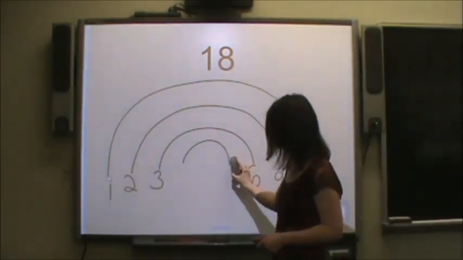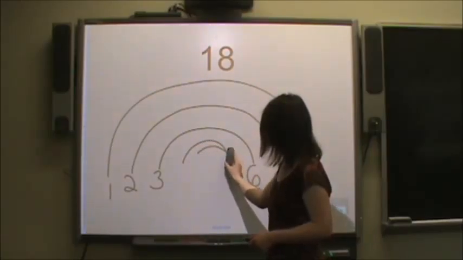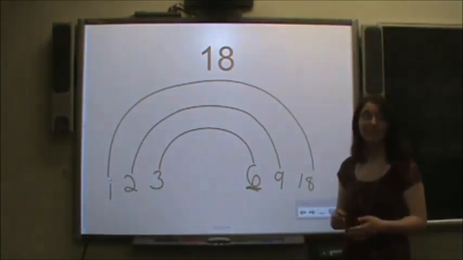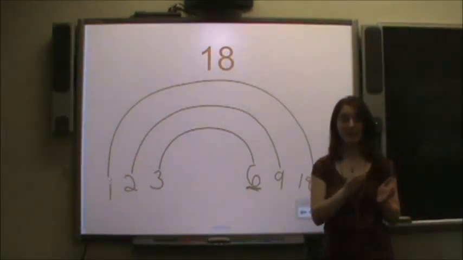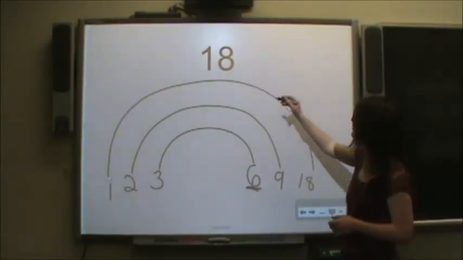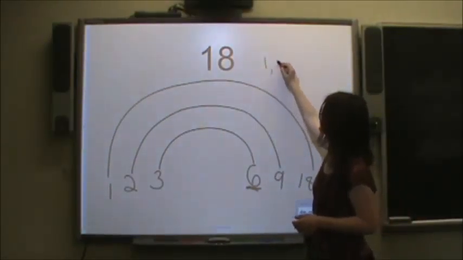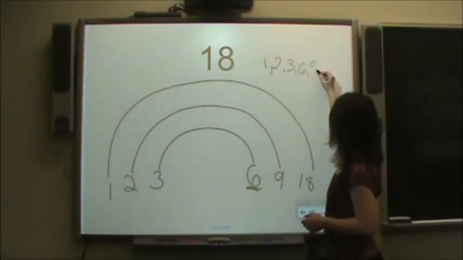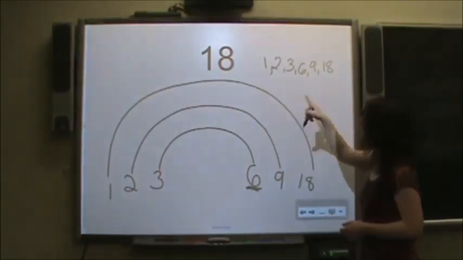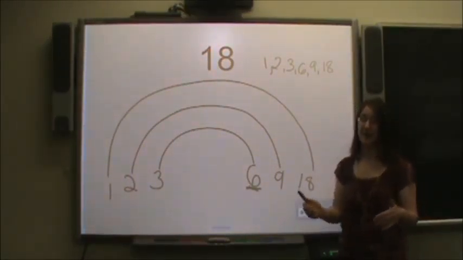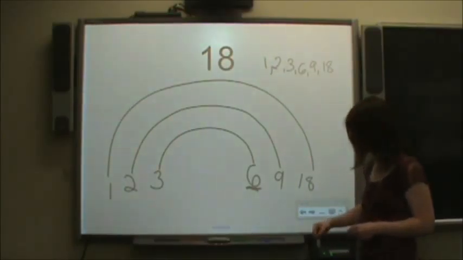So I'm actually going to erase this inner loop so we don't get confused. And then when I list my factors, I list them from smallest to largest. Well, the factor rainbow has already done that for me. So it's going to be 1, 2, 3, 6, 9, and 18. Those are all my factors of 18. Those are all the numbers that when multiplied by another number can get me 18.